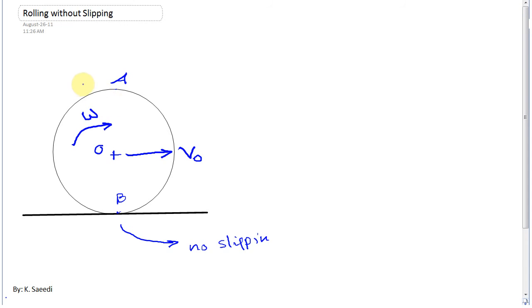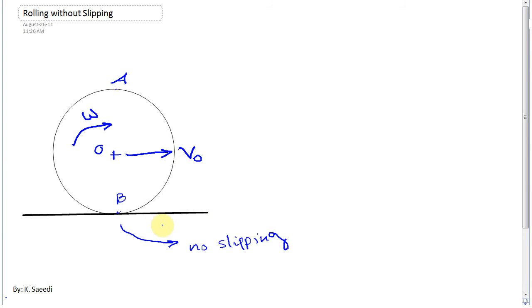Hello, I'm going to talk about the subject of rolling without slipping. Actually, the no slipping condition means that the velocity of the contact point of the object, here shown by point B, is equal to the velocity of the ground, and the velocity of the ground is zero in most of the problems we deal with in mechanical engineering, dynamics, or vibration. So the velocity of the ground is 0. Obviously the velocity of point B should be 0 too.